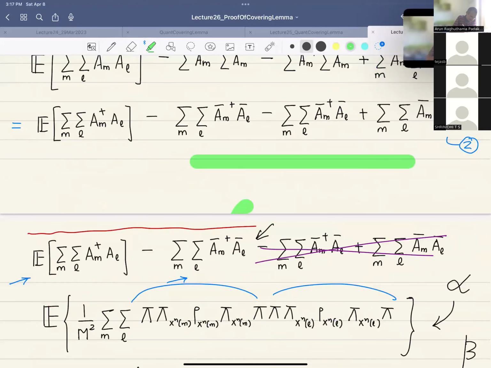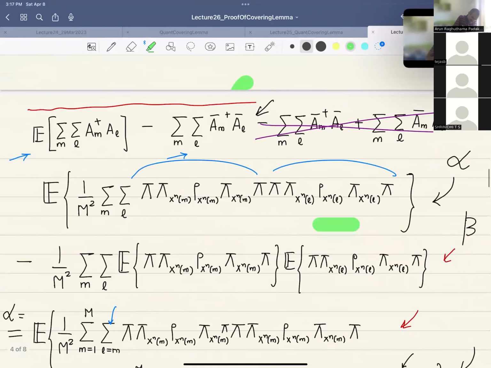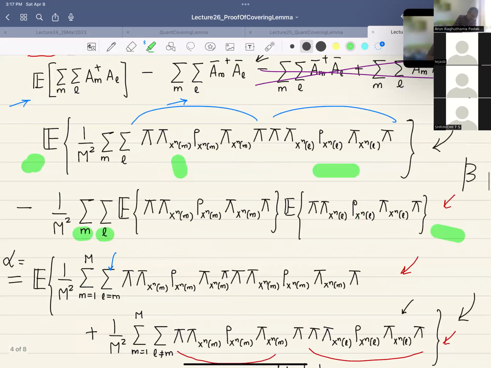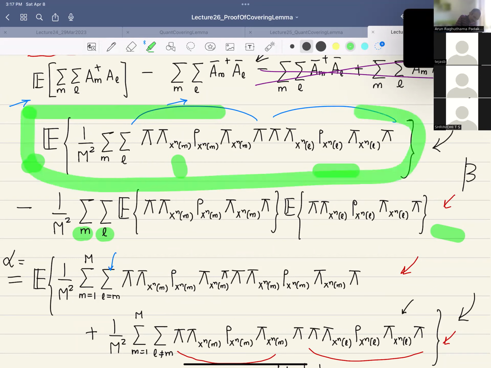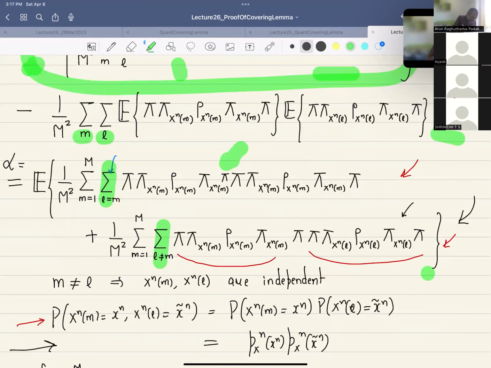So only 1 term will survive. That's what we came to. After this was our alpha and beta. This was our alpha, the first term, and this is the second term, beta. Here the sum is over m and l. Here you have an expectation of this product, but when m is not equal to l, this becomes equal to the second term. So the alpha part is the sensitive part I told you. Using independence, you take 2 cases: when m equals l, this summation is vacuous, and when m is not equal to l, it cancels with the beta.